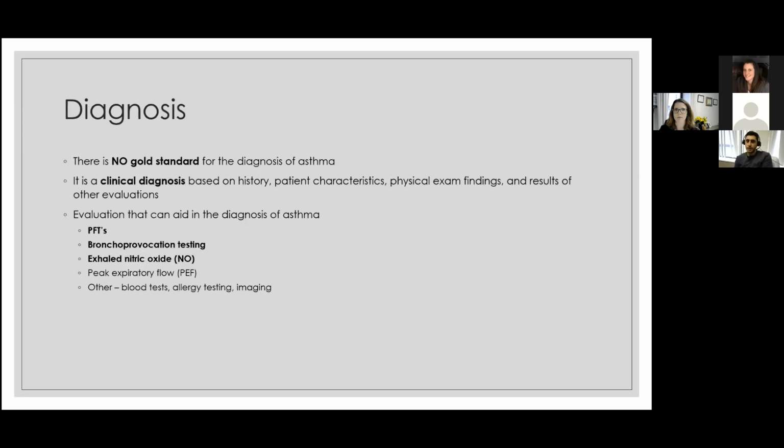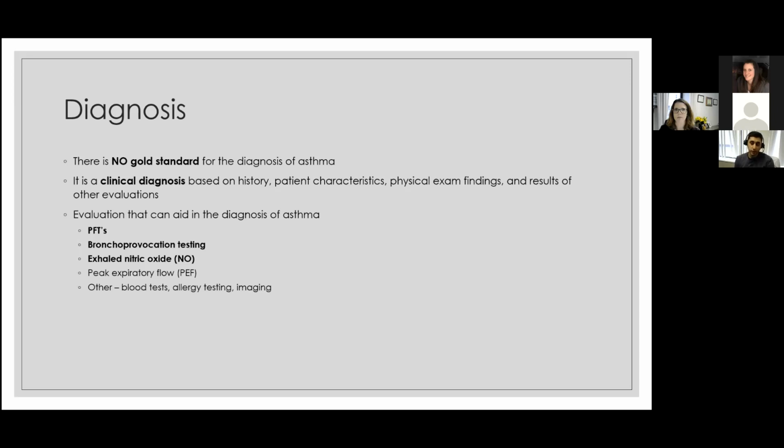So how do we diagnose asthma? Well, there is no gold standard test for diagnosing asthma. It is a clinical diagnosis, and you have to take into account several different things, including history, the patient characteristics, physical exam findings, and then the results of certain evaluations that can help assist in the diagnosis. That's predominantly what I'm going to talk about today.